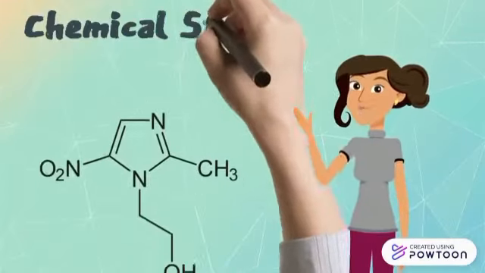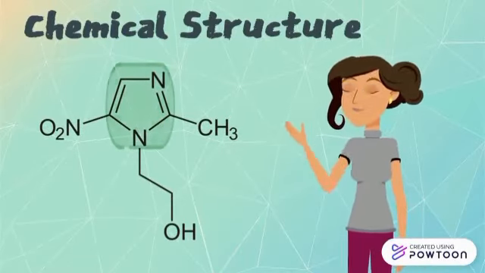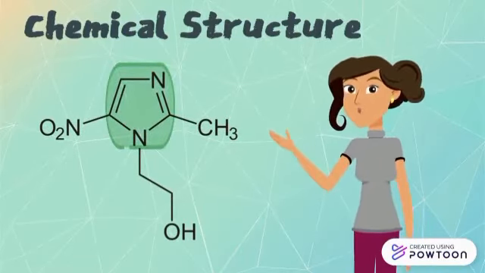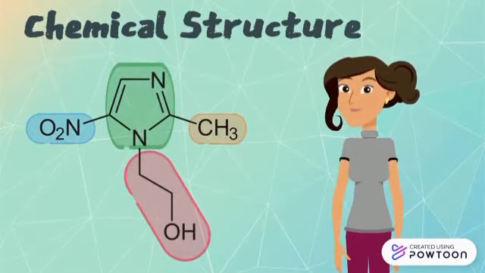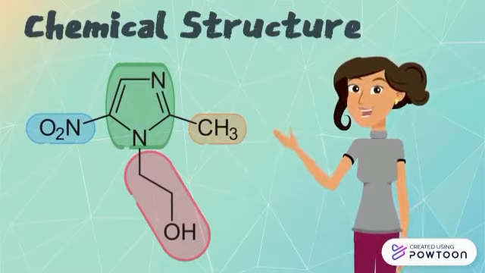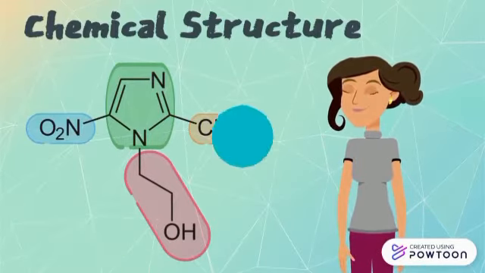This is the chemical structure of metronidazole. As we can see here, it has an imidazole with substituent groups, which are 2-hydroxyethyl, nitro, and methyl groups, located at C1, C2, and C5. Well done, but how does it work?